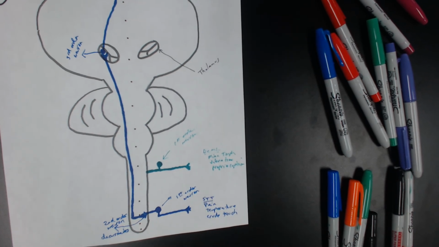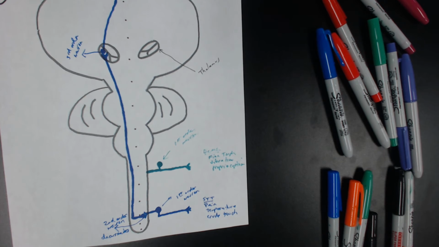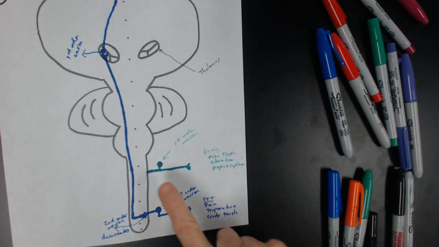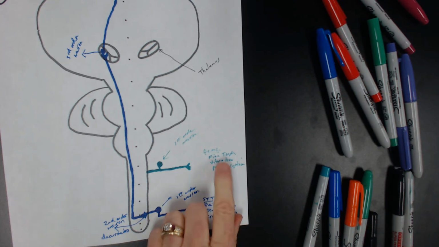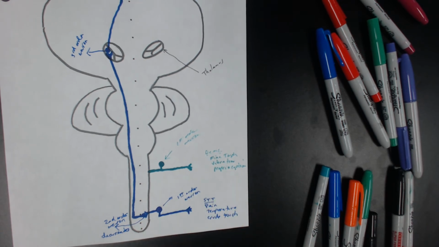Okay, so receiving this information from the environment. First order neuron for DCML. Neuronal cell body is sitting here in dorsal root ganglia. And DCML is a little different than STT. Yes? Is fine touch something that proprioception? Fine touch, vibration, and proprioception carried by DCML.